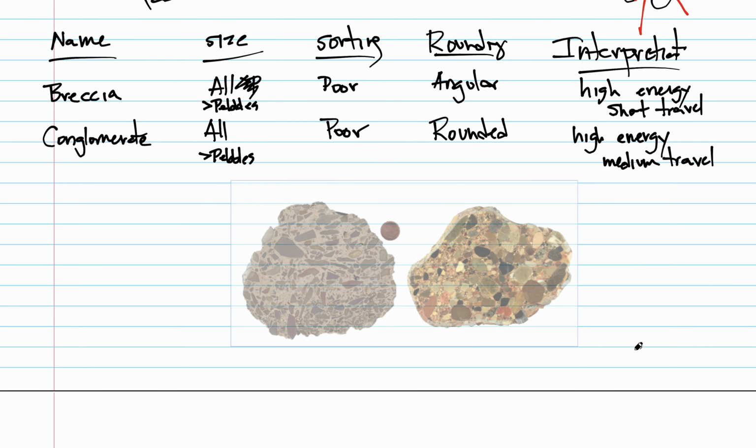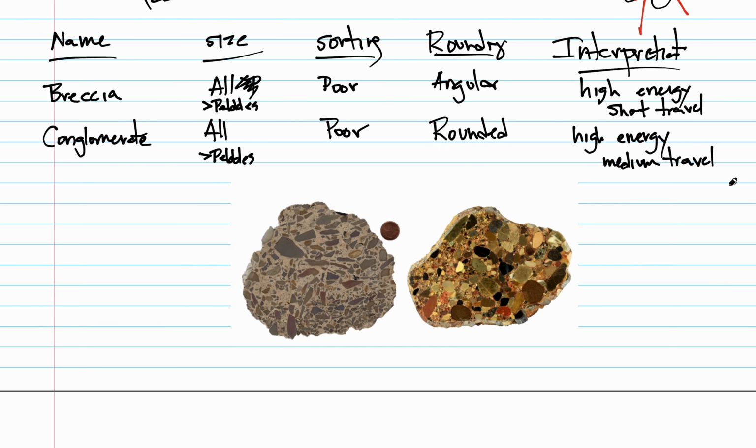Let's take a look at these two pictures. Can you tell which is a breccia and which is a conglomerate? The thing that'll give it away is our rounding. Look at these grains. These are rounded grains, and so this side is our conglomerate. And this side, if we look at the grains, it's very poorly sorted, very fine grain, bigger chunks in that matrix. This is angular, and so this is our breccia.